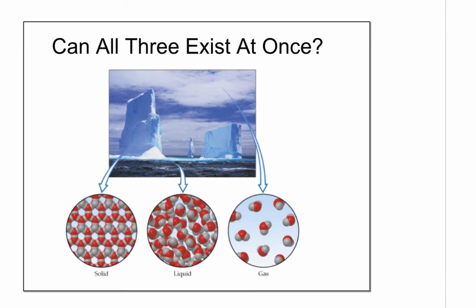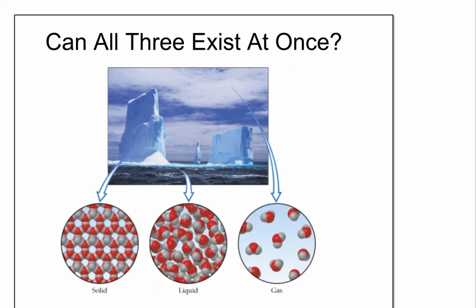Another good question to ask ourselves is, can all 3 phases of matter exist at once? In this image, I think we have a nice example that says absolutely yes. You have solid icebergs, liquid water in the form of the ocean water, and then water vapor in the form of the vapor in the clouds, or vapor in the atmosphere above the water.